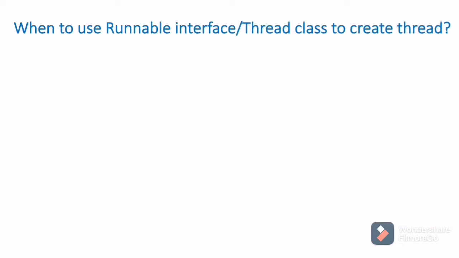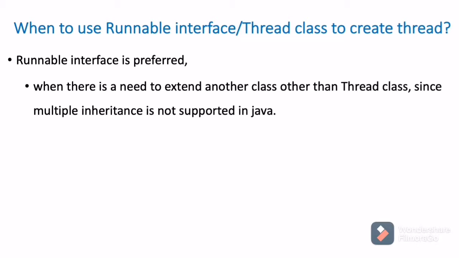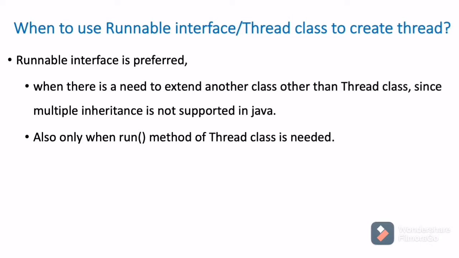We saw two ways of creating a thread, but we need to know when to use the Runnable interface and when to use the Thread class. The Runnable interface is preferred when there is a need to extend another class other than the Thread class. If we use the Thread class to create a thread, then we cannot extend any other class, since multiple inheritance is not supported in Java. In that case we can go for the Runnable interface. Also, use it when only the run method is needed. The Runnable interface has only the run method inside it, so if you want to access only that method, we can go for the Runnable interface.